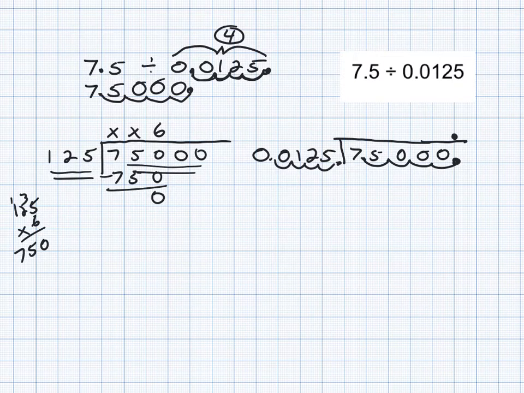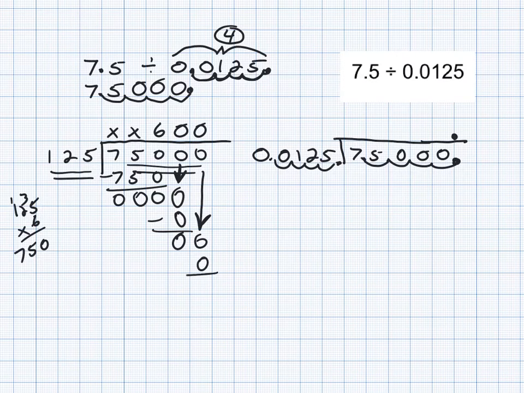I subtract. I get a bunch of zeros. But we still have to bring down this 0 right here. We have to bring down this 0. And we say 125 goes into 0 times for 0. 0 minus 0 is 0. We have to do this until all of the zeros are used in our dividend. 125 goes into 0 times for 0, and now we're done because we used all of our zeros.